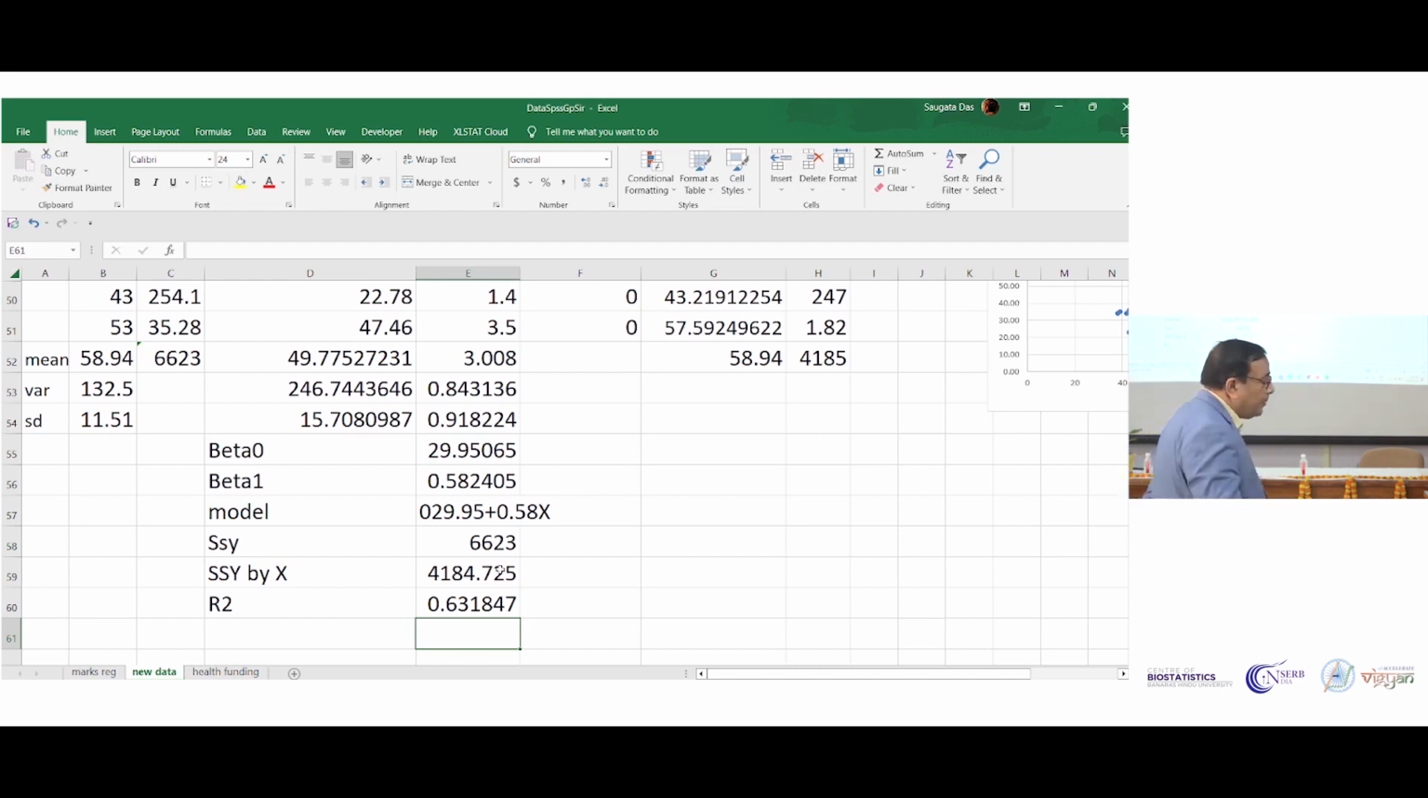Okay. For the F test we prepare a table called ANOVA table. Okay. Which has following columns.